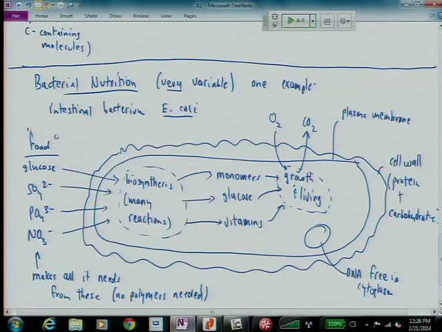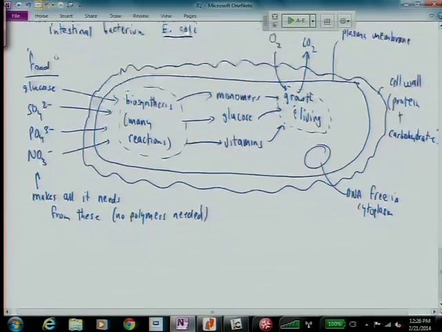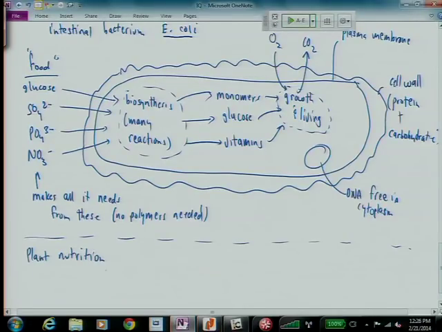The next level up, or next one to consider, I guess I should say, is plant nutrition. And this is the same for virtually all plants. The world is an interesting and weird place. I'm sure there are exceptions, but for this one they're quite rare.